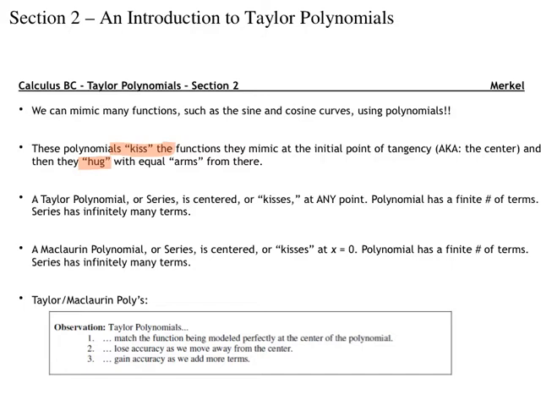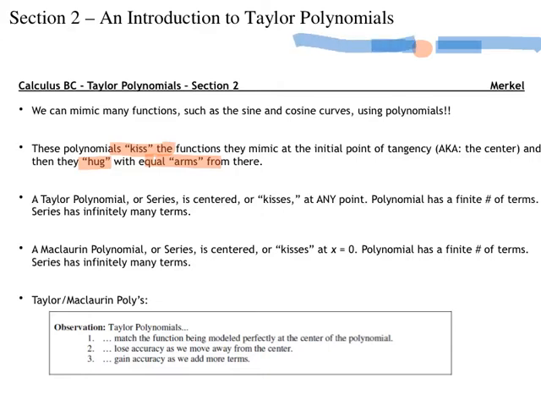I know it's a little silly, but from that point of tangency, from that center, I say that it has equal arms. Meaning that if this is my kiss, then I'm going to hug equidistant from both sides of that. So I can reach out this far on this side and the same distance on the other side. It's never a bro hug, so it's never a long distance on one side and a short distance on the other. It's always equidistant on both sides, okay?